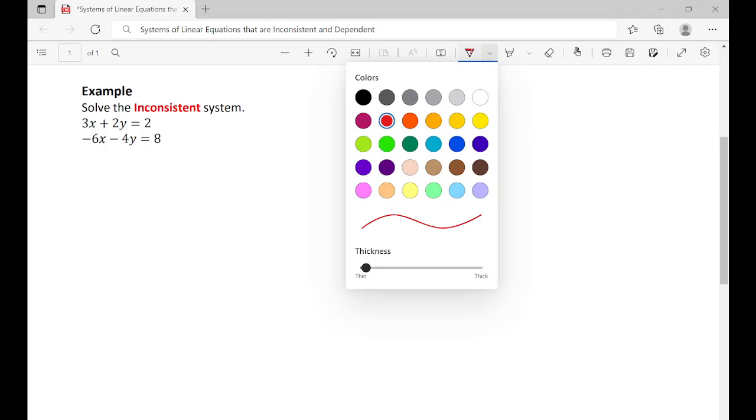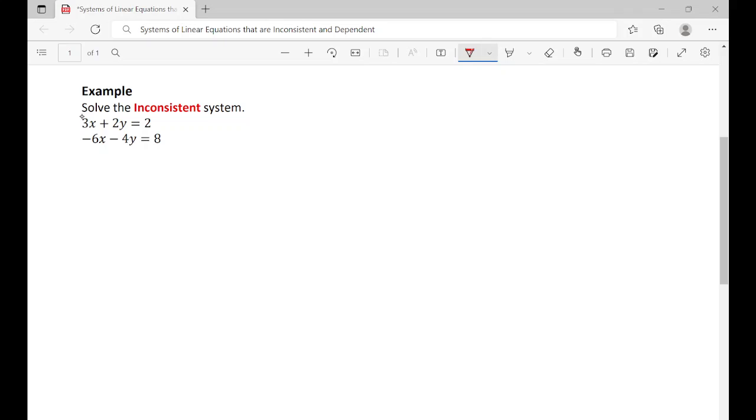When I eliminate x, I'm going to multiply one or both equations by some constant to get rid of it. In this case, I'm going to multiply the top equation by 2. But I'm not going to multiply the bottom equation by anything. I'm going to leave it as is. So when I distribute the 2 across, I'm going to get 6x plus 4y equals 4. And then I'm going to bring the bottom equation across, just as is: negative 6x minus 4y equals 8.